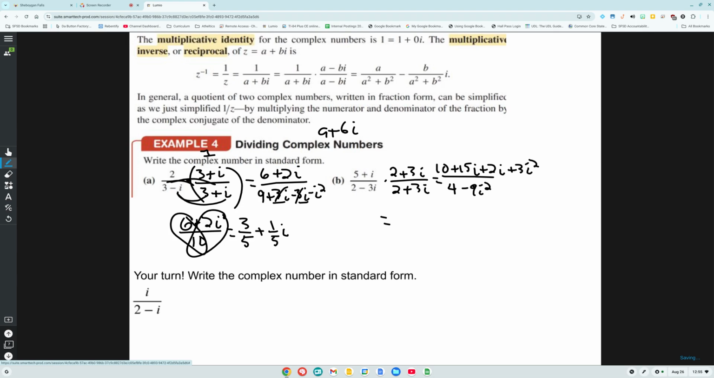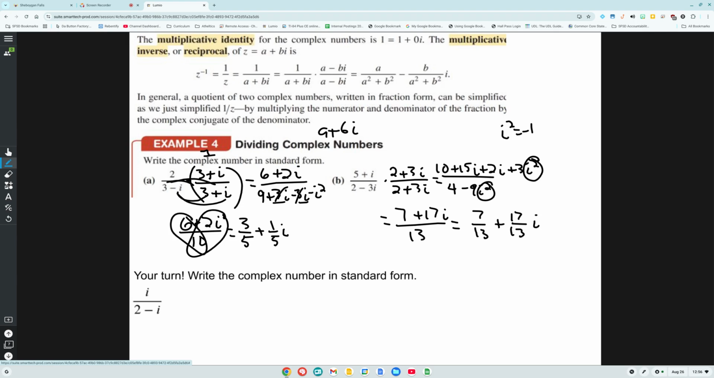Keep simplifying this. Remember, i squared is the same thing as negative 1, so this is just negative 1, and this is just negative 1. So in my numerator, I have 10 plus negative 3, which is 7. I have 15i plus 2i, which is 17i. In my denominator, I have 4 plus 9, which is 13. Again, this is not written in standard form. In order for me to write this in standard form, it needs to be in the form a plus bi, so I'm going to partition it. I'm going to have the 7 over 13 part, and I'm going to have the 17 over 13 part, but that's got the i attached to it. So there's dividing complex numbers.